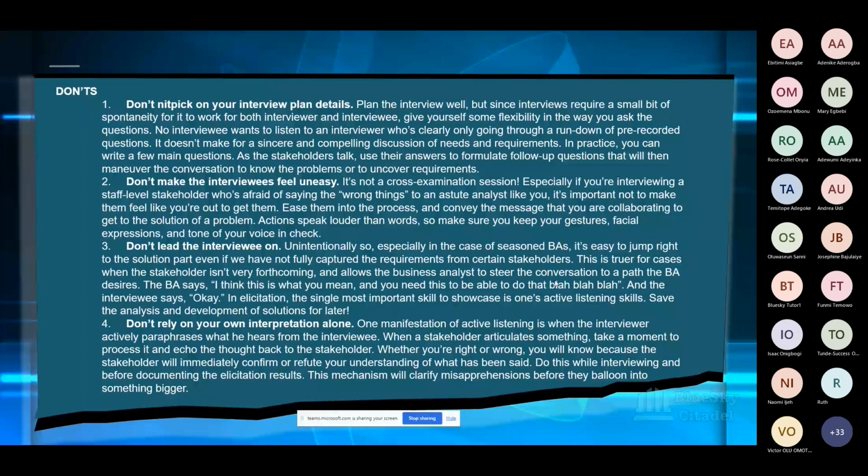So know how to ease them into the process and convey the message that you are collaborating to get to the solution of the problem. It's very, very important. Don't ever make anyone feel uneasy because you are trying to get requirements. That's not your job.